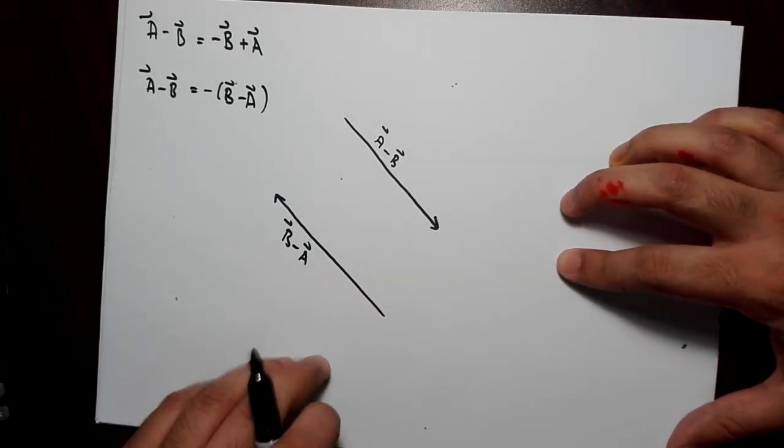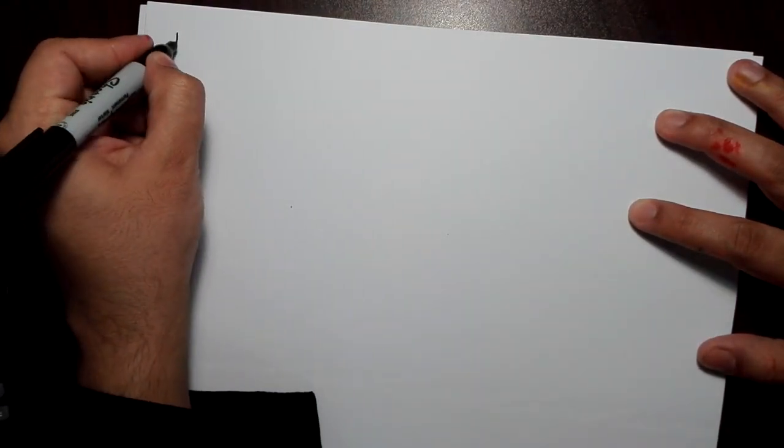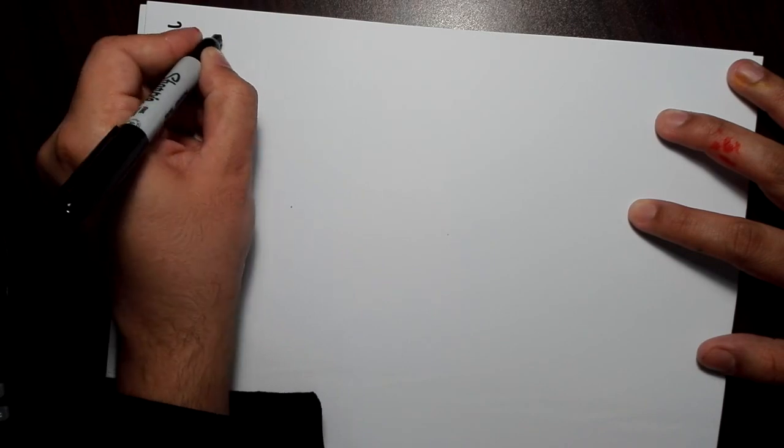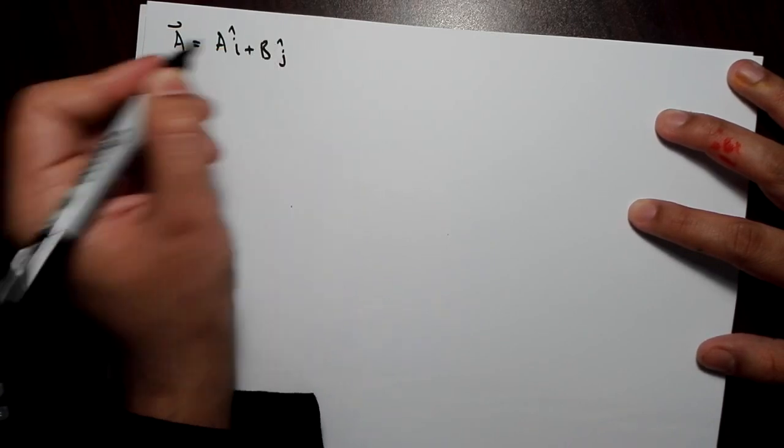So that's the geometric way. Let's say that you have... you can also use algebra to add vectors. So let's say you have a vector A, which is A I hat plus B j hat.